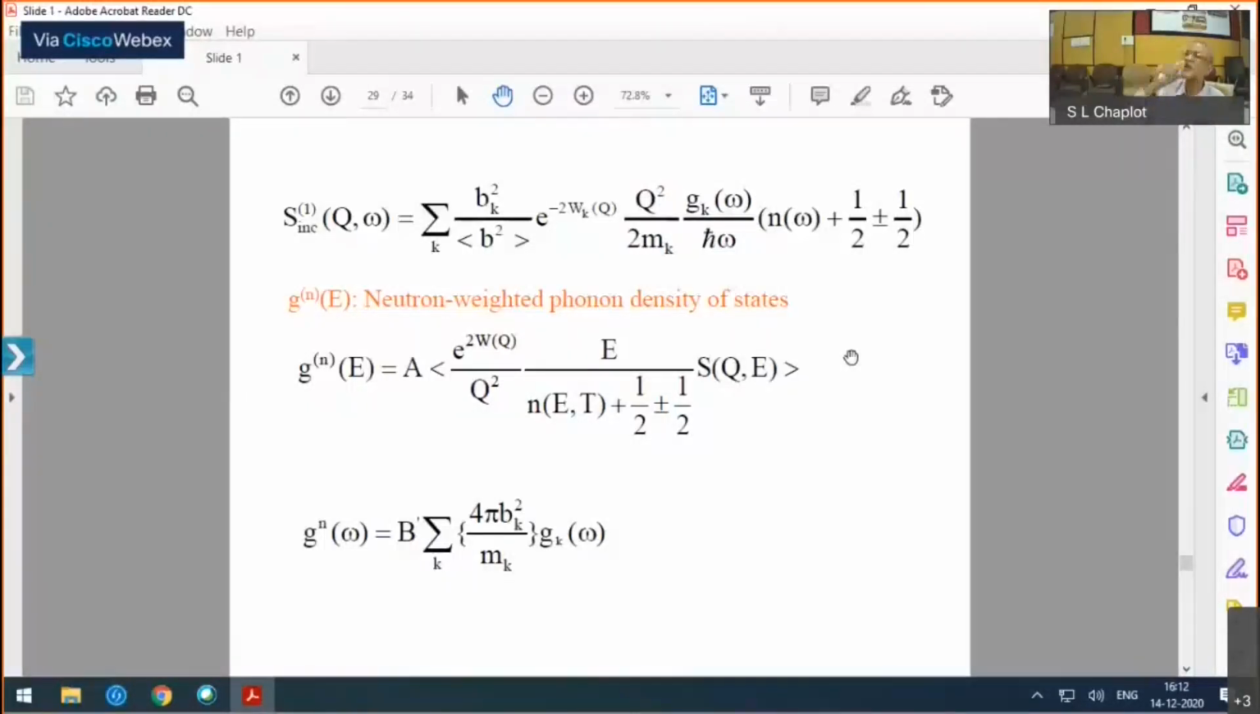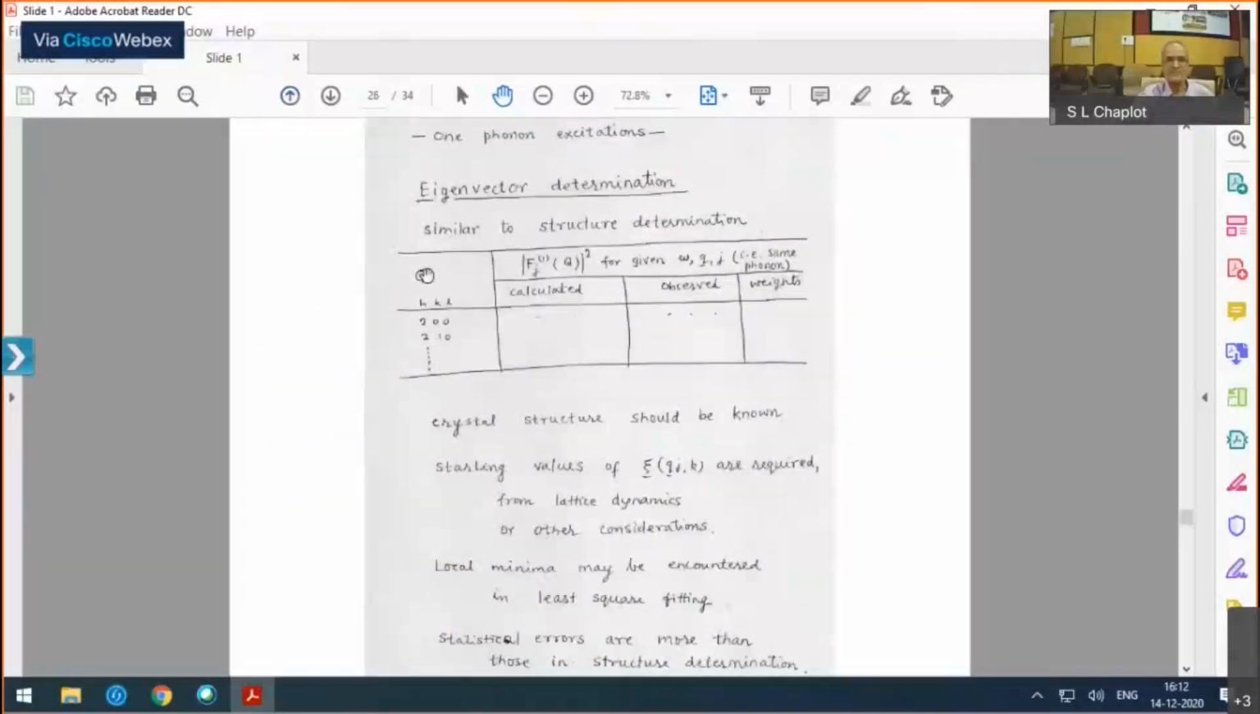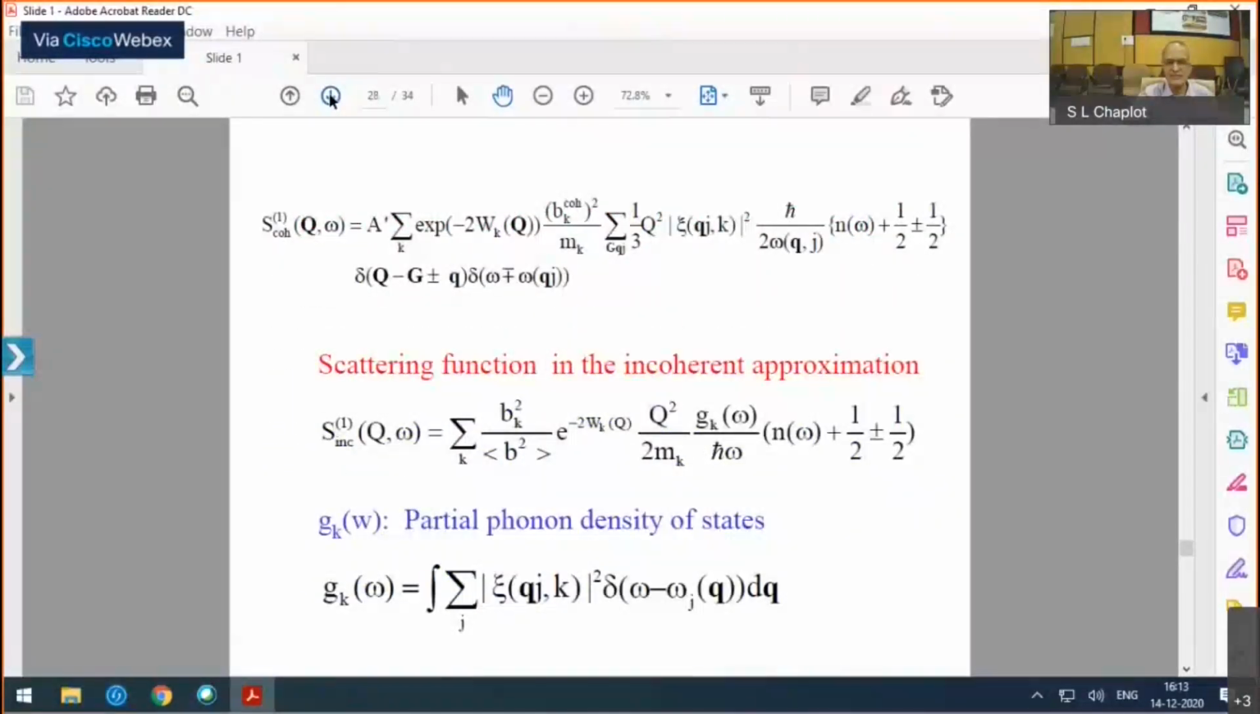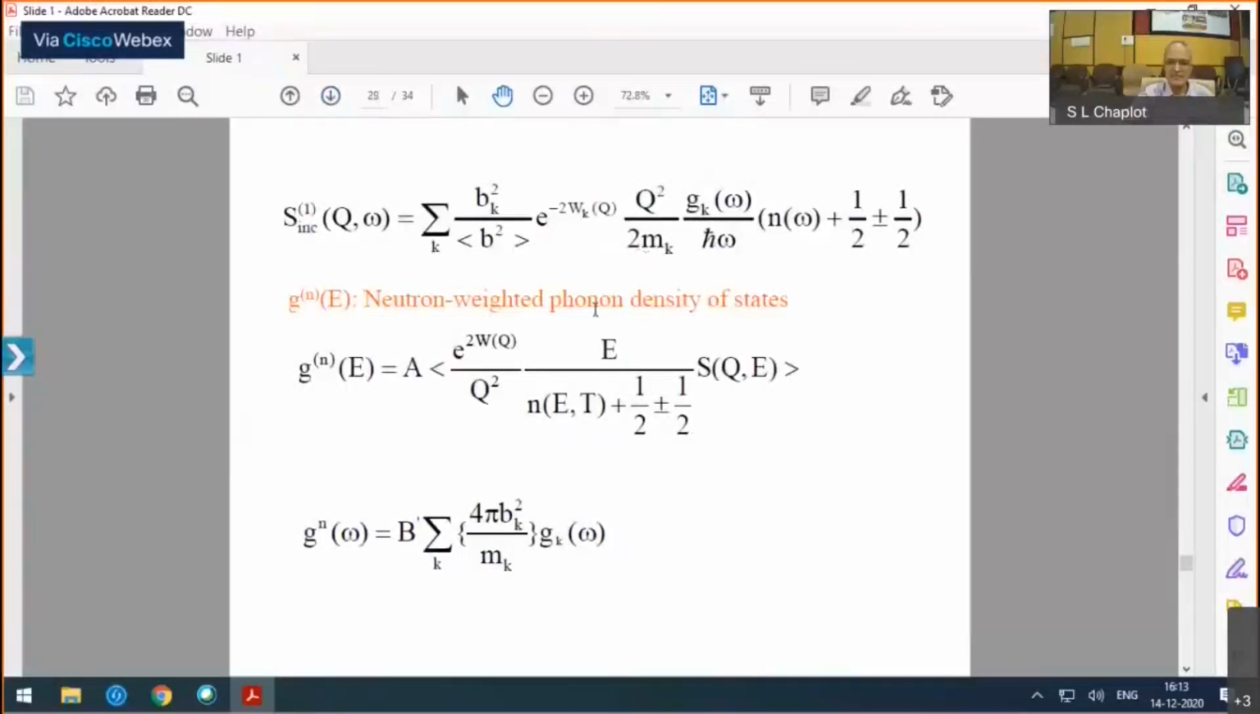In the case of phonons, I need intensities only if I am trying to determine the eigenvectors, like in the case of a diffraction analysis. Otherwise, for single crystal measurements, I don't really worry about corrections to the intensity. However, for polycrystalline samples measuring phonon density of states, we are concerned about intensity corrections, and these are very important.